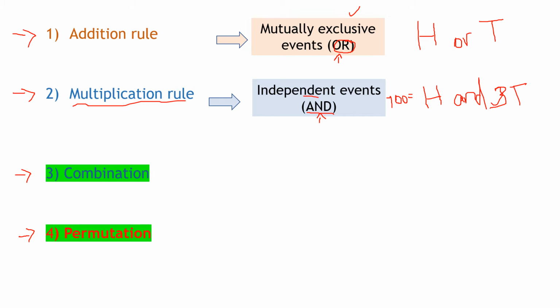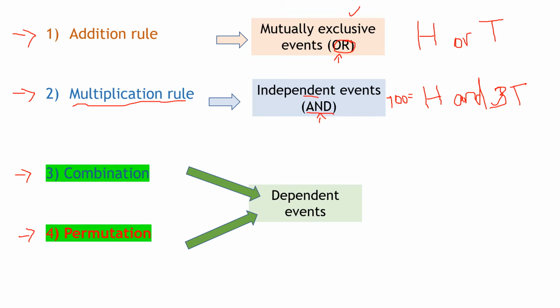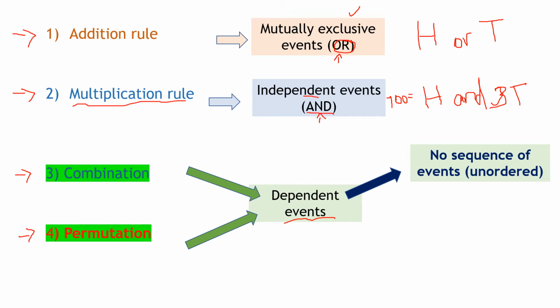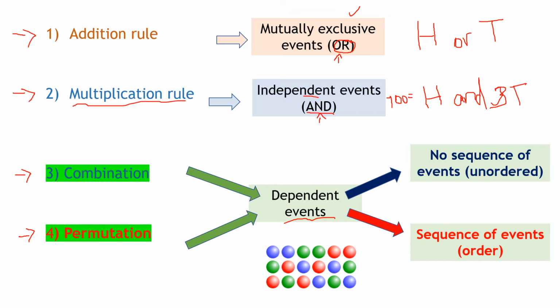On the other hand, combination and permutation involve dependent events, so what happened in the past determines what happens in the future. Let me show you an example. Here you have two types: combination, where there is no sequence of events and it can be disorganized, and permutation, where there is a sequence of events and the order is important.